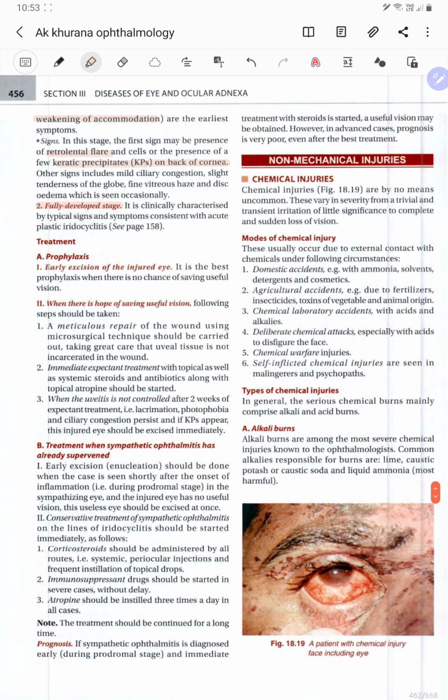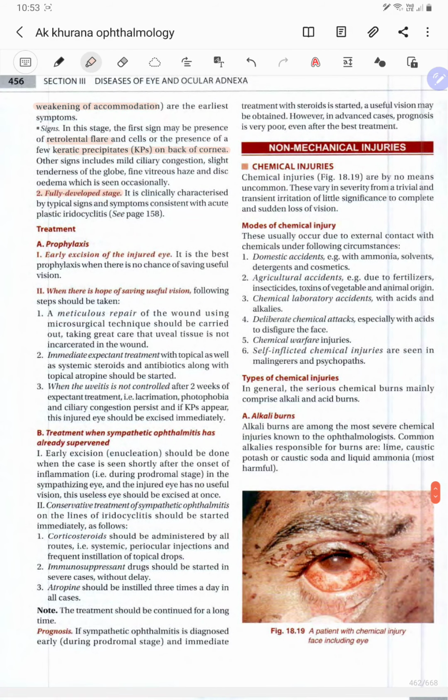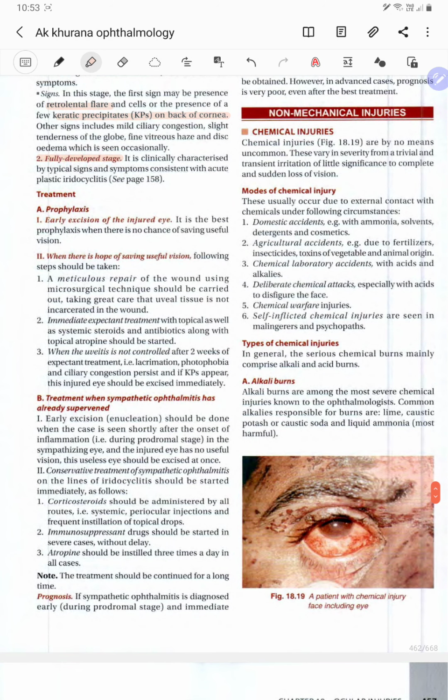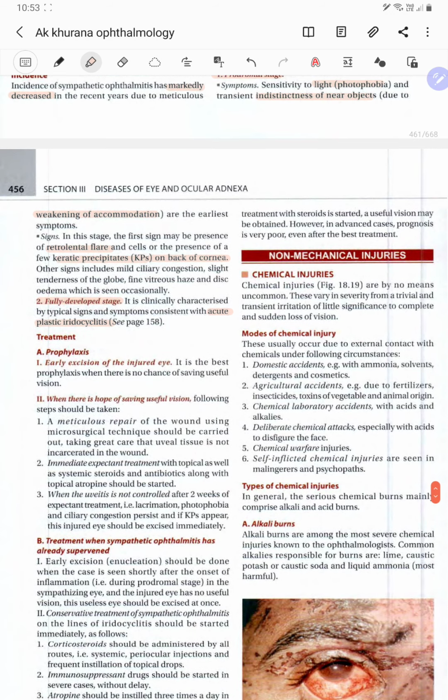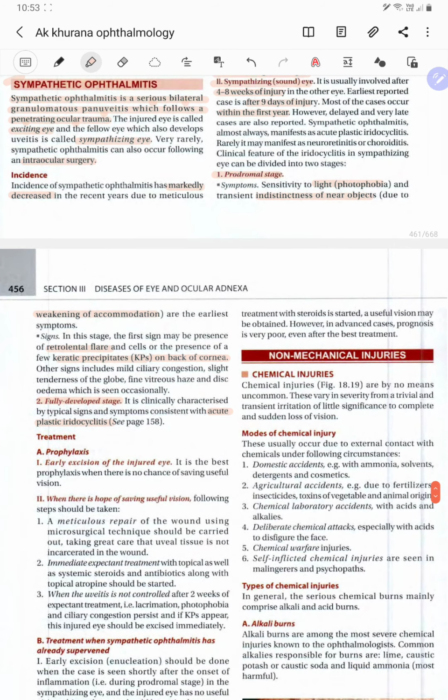Now in the fully developed stage, there is acute plastic iridocyclitis, with all the features that can be present in iridocyclitis. Okay, this is about the clinical features.